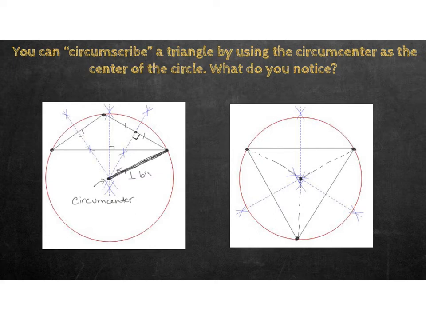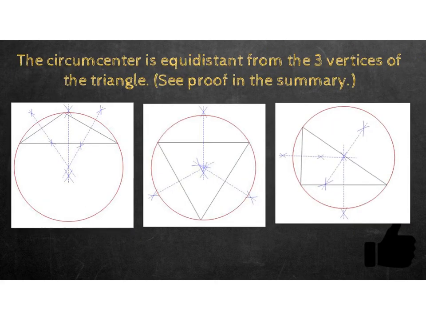So let's take a look at the 3 different types of triangles and the 3 types of circles that we can circumscribe. In this graphic, we have an obtuse triangle, meaning that it's got an angle that's greater than 90 degrees. Right here, this angle is an obtuse angle, making it an obtuse triangle.